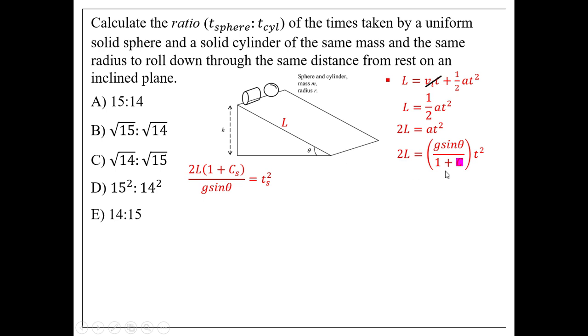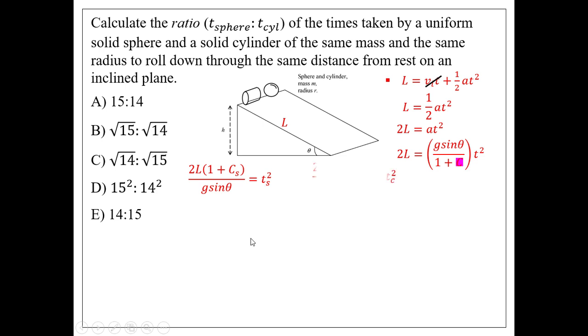What I did is I multiplied both sides by 1 plus c, just so I can get t squared by itself, and then divide both sides by g sine theta. So 1 plus c is a single term in parentheses. I just moved it to the top left, and then g sine theta, I moved it to the bottom left. Okay, so this is where the statement comes from. Once again, I'm just doing algebra to solve for the time squared term.